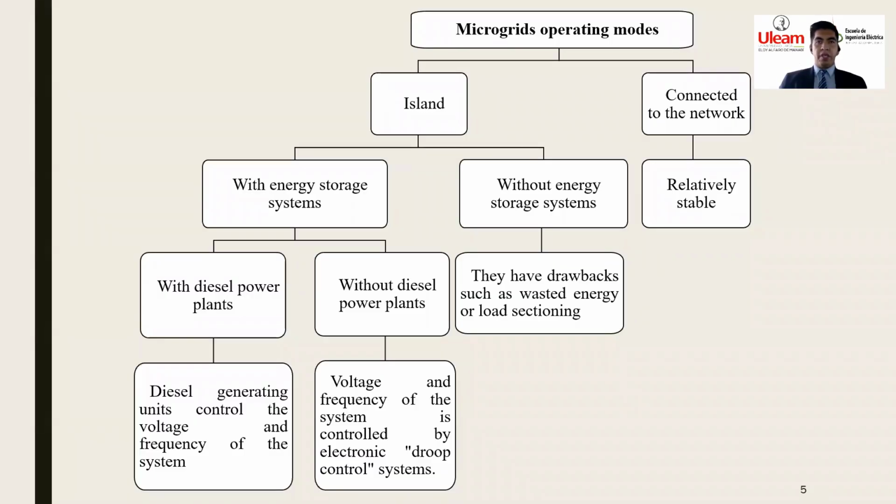In this picture, it can be seen the microgrid operation modes. One of them is the island mode, and the other one is connected to the network. Referring to the island mode, we can find two different options. One of them is operating with the energy storage system, and the other one is without energy storage systems. However, in the present paper, the study is focused on the mode when it's connected to the network, where they are relatively stable.